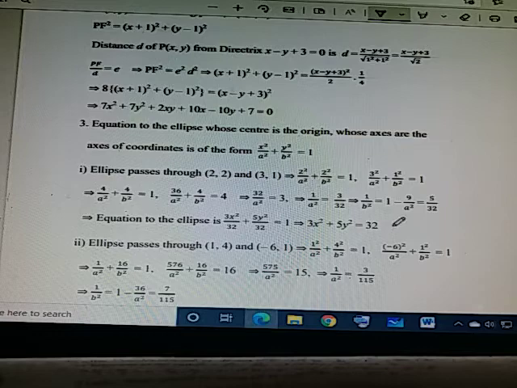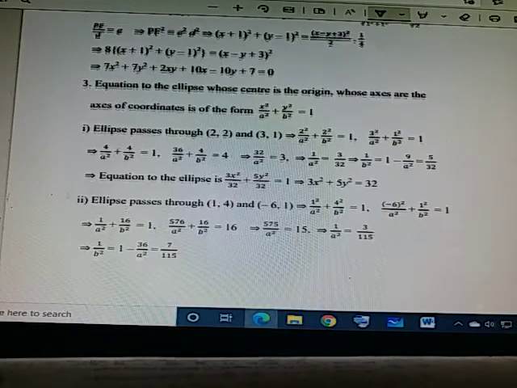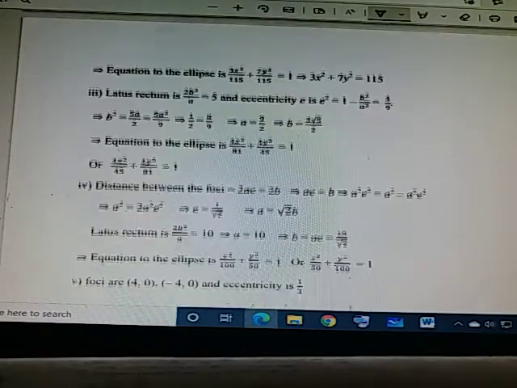So we are finding equations of an ellipse. Some clues are given. So it passes through (2, 2) and (3, 1). Then you can find e, you find a and b, and you will have the equation of the ellipse. Then these are tangents.